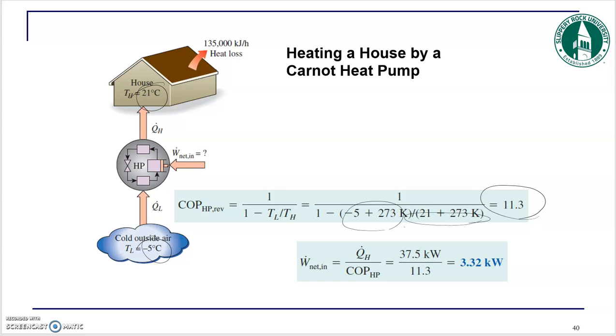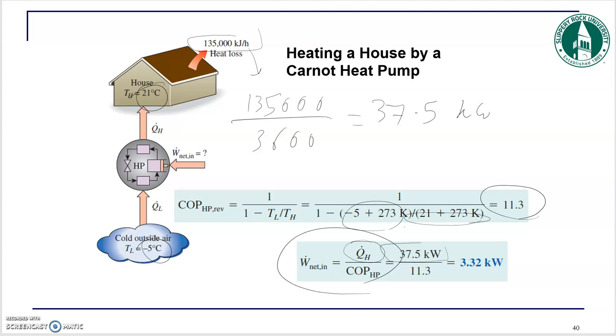To calculate how much work you need to keep the heat pump working, you have your QH value, which is 37.5 kilowatts, just by simply converting kilojoules per hour to per second. You have to divide this number by 3600, so 135,000 divided by 3600 makes it 37.5 kilowatts, and that's your QH. Divided by the coefficient of performance, we had this equation in the heat pump section, you can check it out.